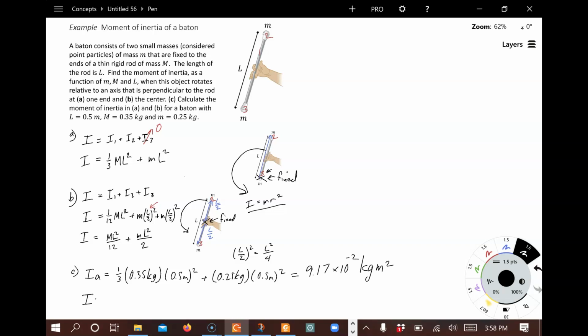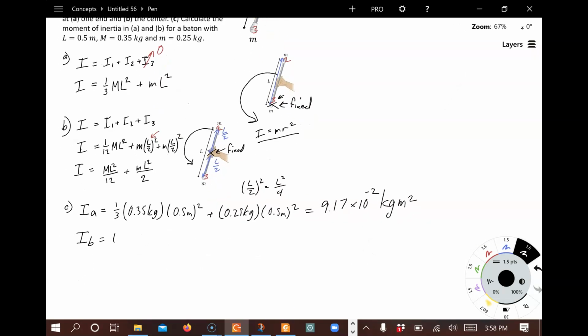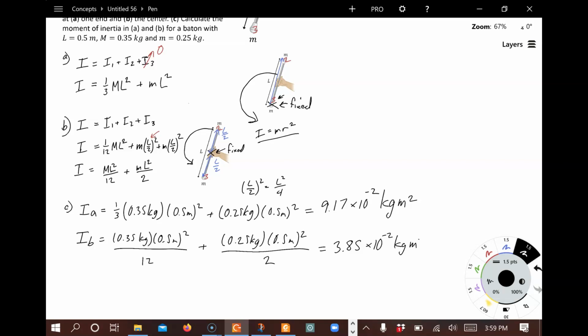Now let's plug in for part B. Which one do you think is going to have the larger value? Let's check. For part B, the axis through the center of the baton, we've got capital M, 0.35 kilograms, times L, 0.5 meters squared, divided by 12, plus little m, 0.25 kilograms, times L, 0.5 meters squared, divided by 2. And when we calculate that, we get a value of 3.85 times 10 to the minus second kilograms meters squared.